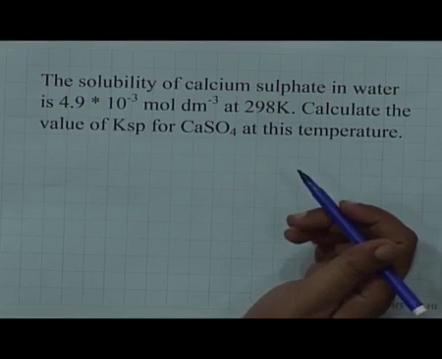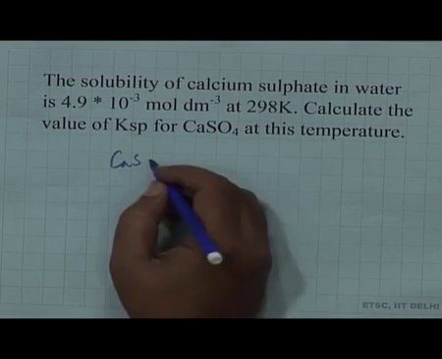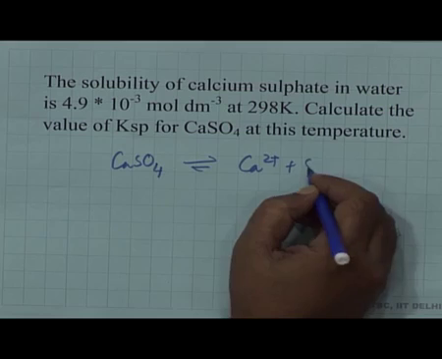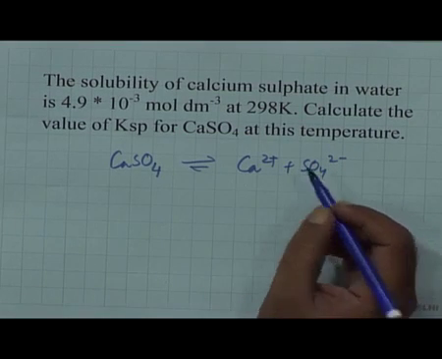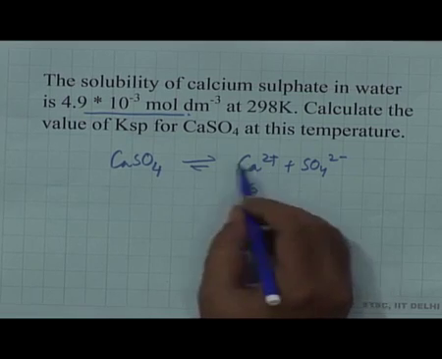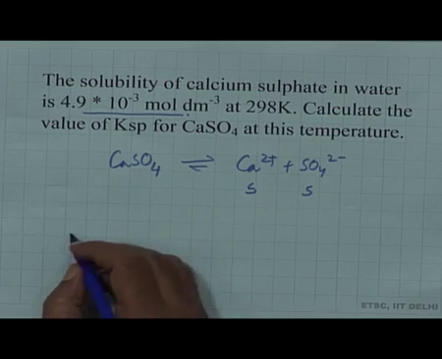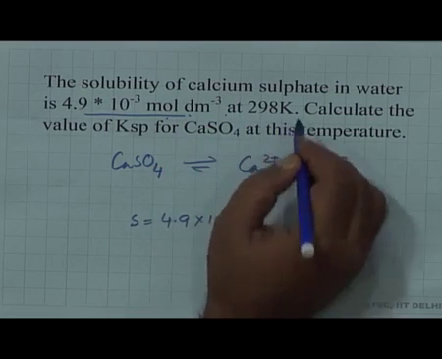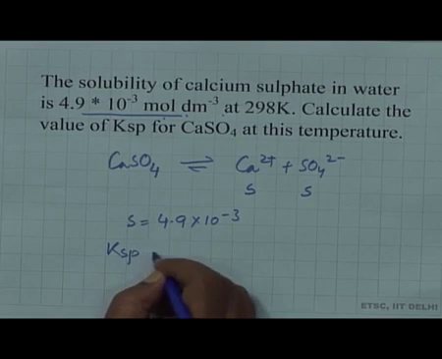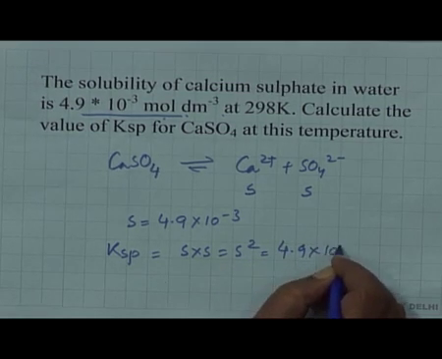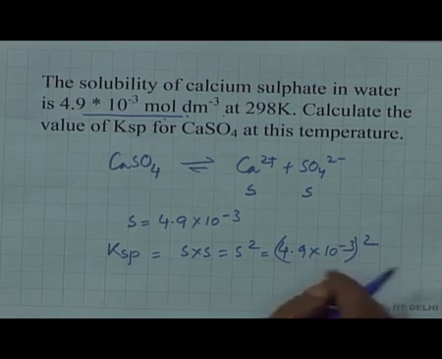So, this is a very simple example. Here solubility is given. Suppose this is calcium sulphate, this breaks to give you calcium 2+ and sulphate 2-, and solubility is given. If solubility is S, then you will write S, S, and here S is equal to 4.9 into 10 to the power minus 3 mole per liter at 298 K. So, Ksp will be simply S into S, that is S square, which is (4.9 into 10 to the power minus 3) square. So, it is quite simple to calculate the solubility product if solubility is known.